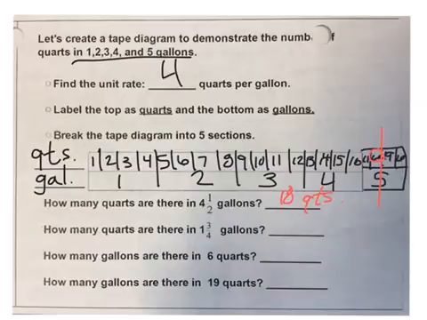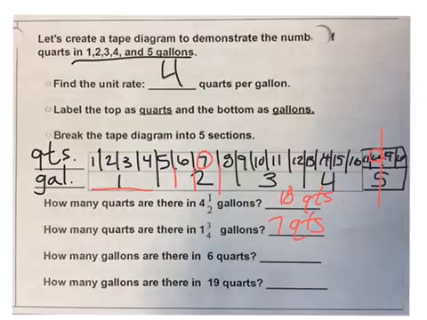How many quarts are there in 1 3/4 gallons? So we're going to go to 1 whole plus 1/4, 2/4, 3/4. So it's going to be 7 quarts.